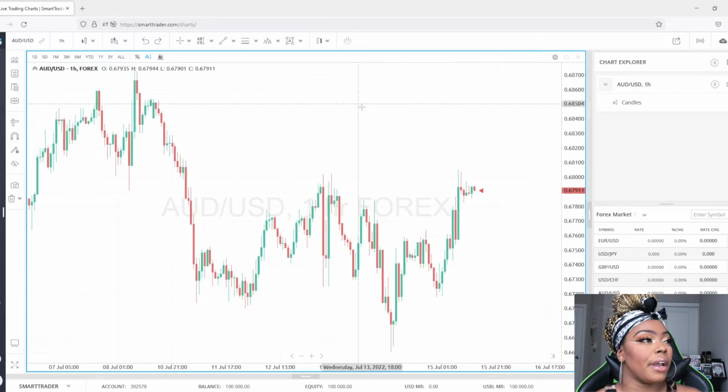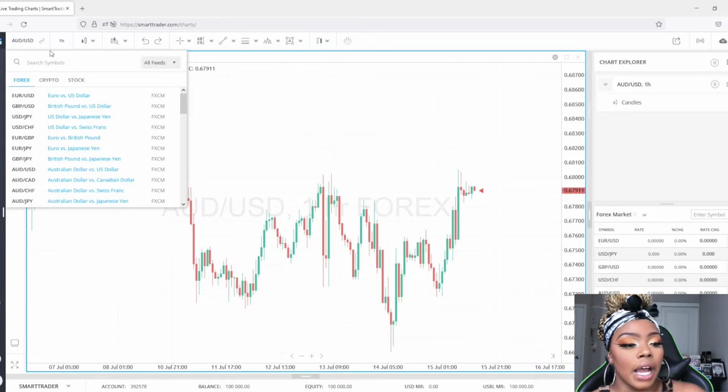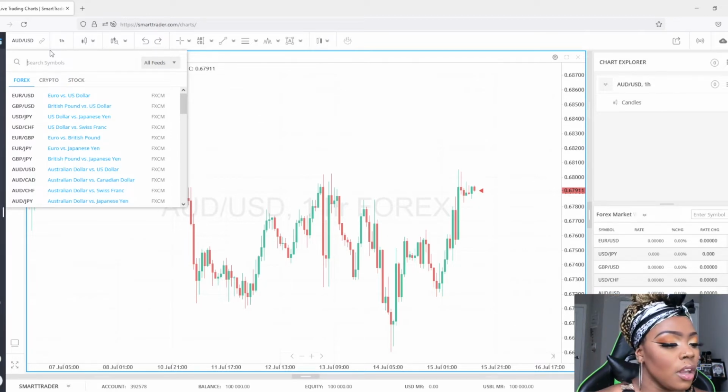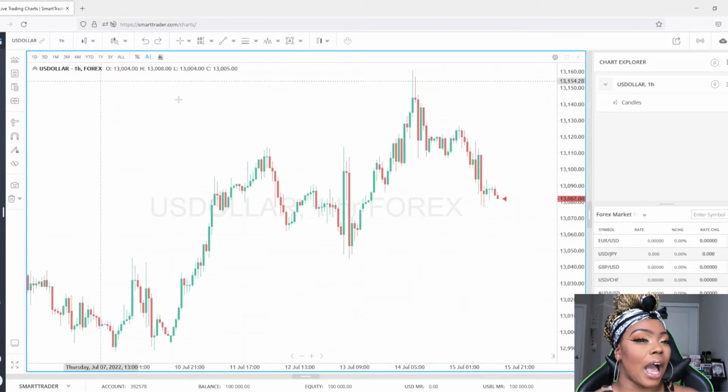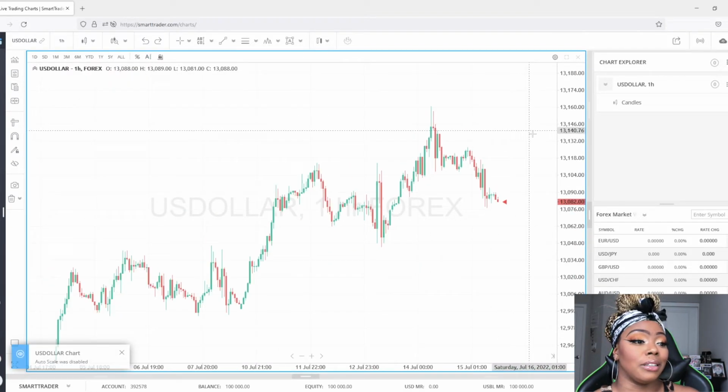So we're gonna go ahead and start out by charting out the US dollar first. You wanna do that, that way you have an idea of what your currency pairs are going to look like even before you get started. We're talking about the Aussie dollar, Canadian dollar, the US dollar, the Japanese yen, things like that. So go ahead and type in US dollar. And this is the index. I don't trade this. I don't think you can trade this.